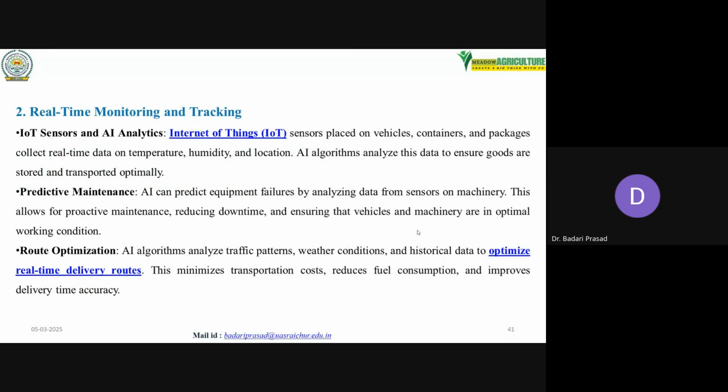Real-time monitoring and tracking. So these IoT sensors and AI analytics: the sensors placed on vehicles, containers and packages collect real-time data on temperature, humidity, and location. These algorithms analyze this data and ensure goods are stored and transported optimally.